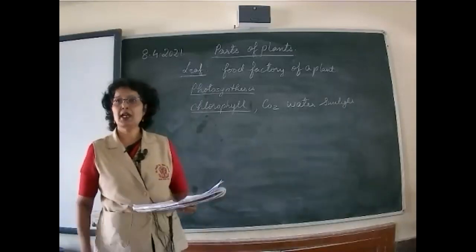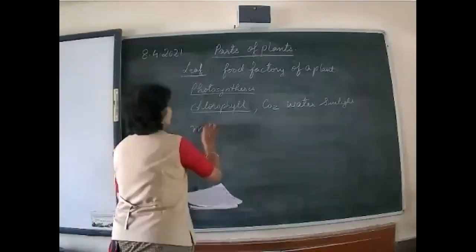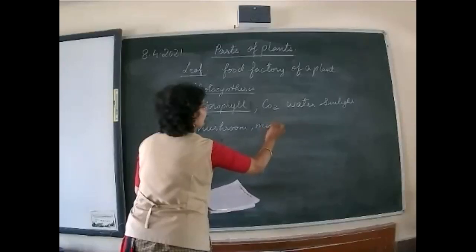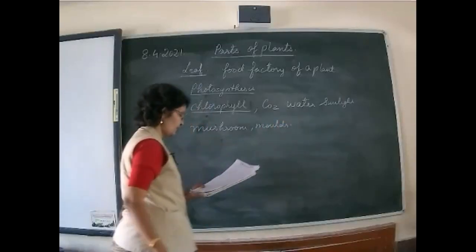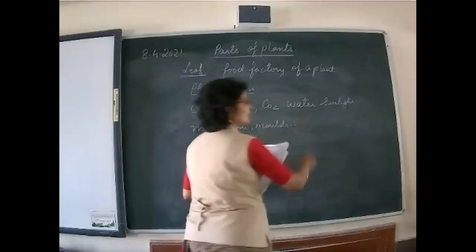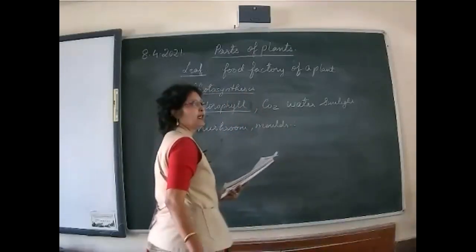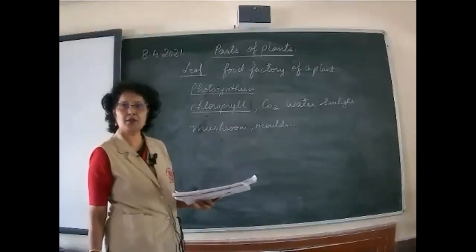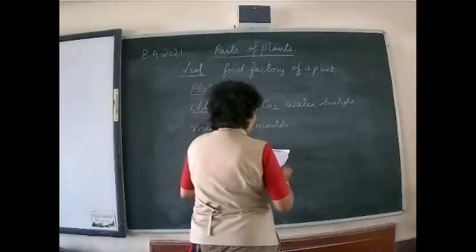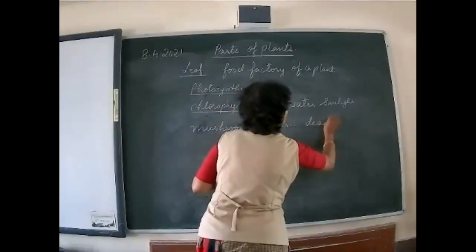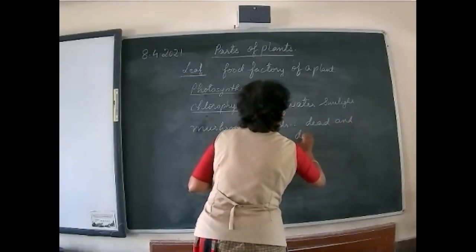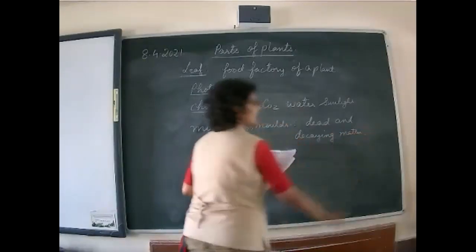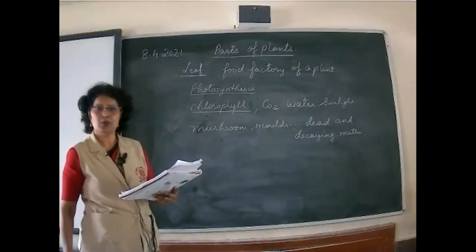Okay. Now there are some unusual plants like mushroom and molds. They do not have chlorophyll in them, and they cannot make their own food. If a leaf is not green, they cannot make their own food. So mushroom and molds do not have chlorophyll. They depend on dead and decaying matter for food.